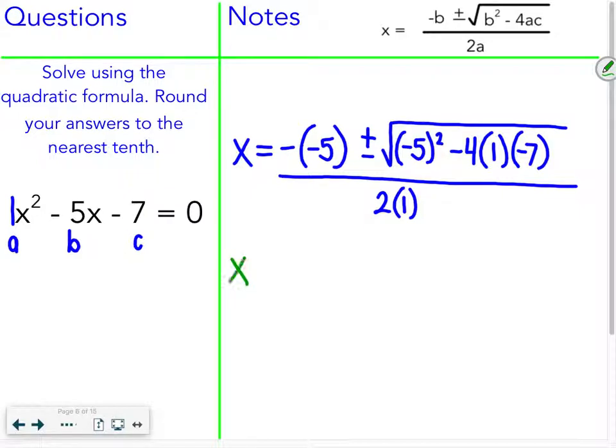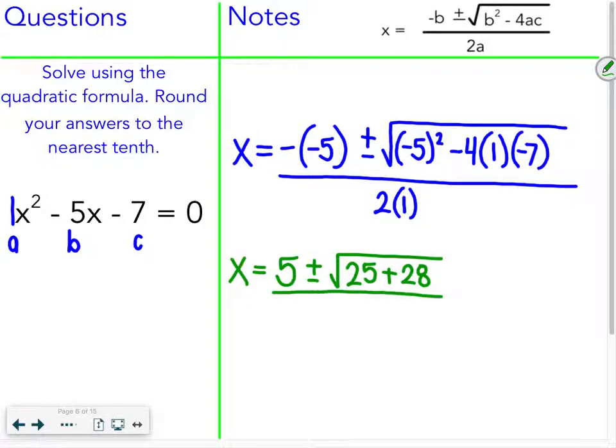So then we're going to start simplifying that equation. So minus a negative 5 means a positive 5 plus and minus the square root. Negative 5 squared is 25. Negative 4 times 1 is negative 4. Negative 4 times negative 7 is 28. So I'm going to put plus 28 over 2 times 1, which is 2. Then I can simplify that square root.